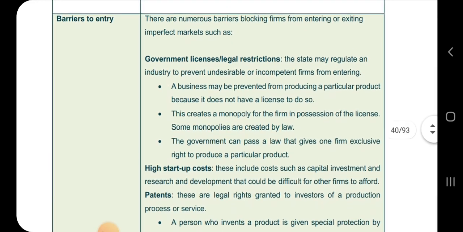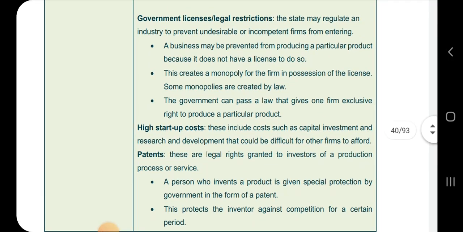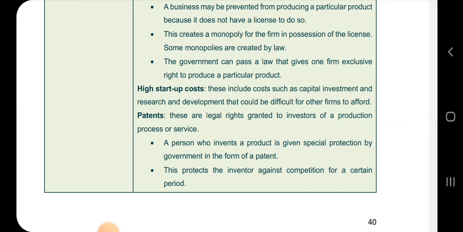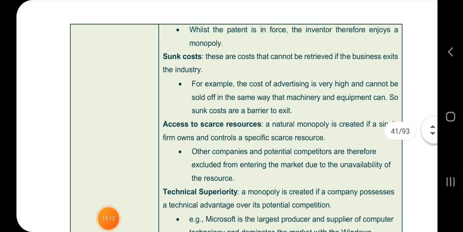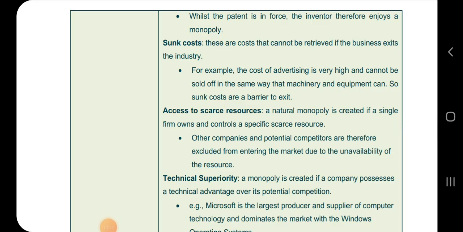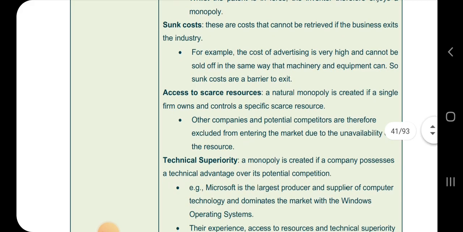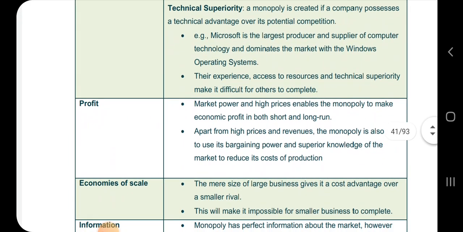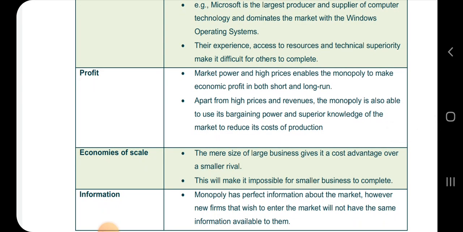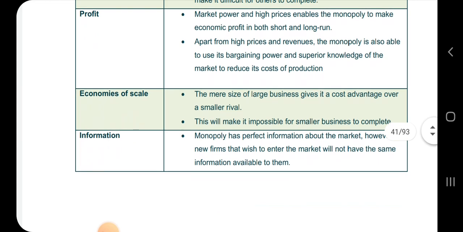Here you can see the numerous blockades such as government and legal restrictions, high startup costs, and also patents. A patent is registering your idea so that nobody else steals it. And here also restrictions, sunk costs, access to scarce resources, and technology superiority. We also talk about profit. Market power and high prices enable the monopoly to make economic profit in both the short and long term. A business operating as a monopoly will always make economic profit, never normal profit.